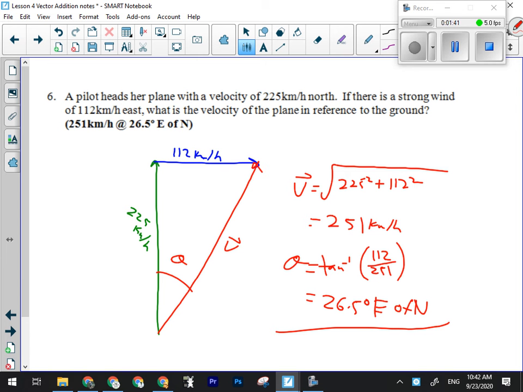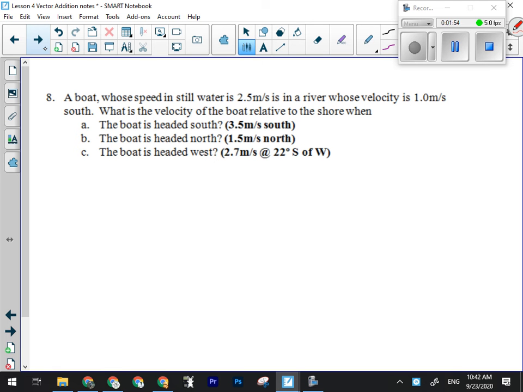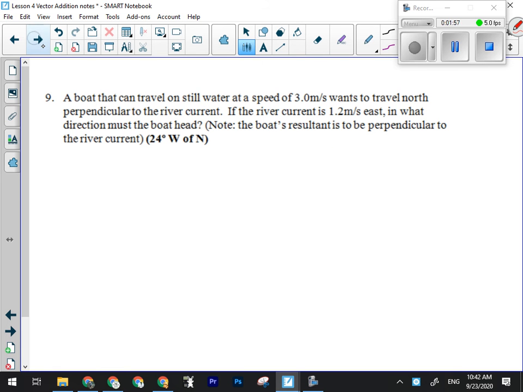Okay, everybody all right with that one? Not much different obviously than what you were doing on your map activity with perpendicular vectors. All right. That one I want you to try.